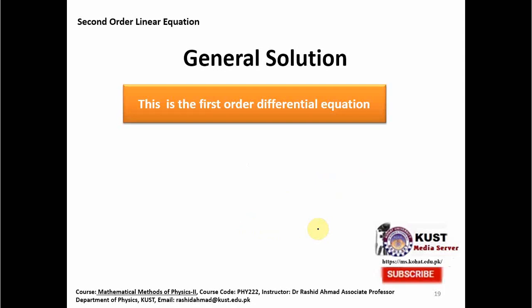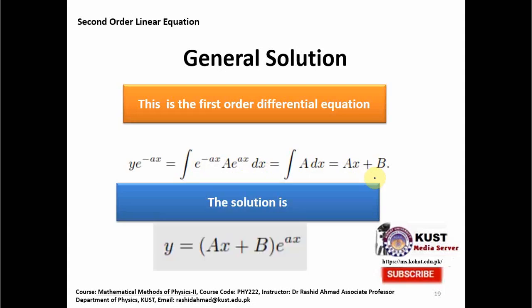So the general solution is then obtained by integrating it into this form, e^(-ax) times e^(ax). The general solution at the end we get is (Ax + B)e^(ax), because previously we had one solution, A e^(ax), so the second solution is actually coming with Ax + B. This is the complete general solution when we have two roots which are equal and real.